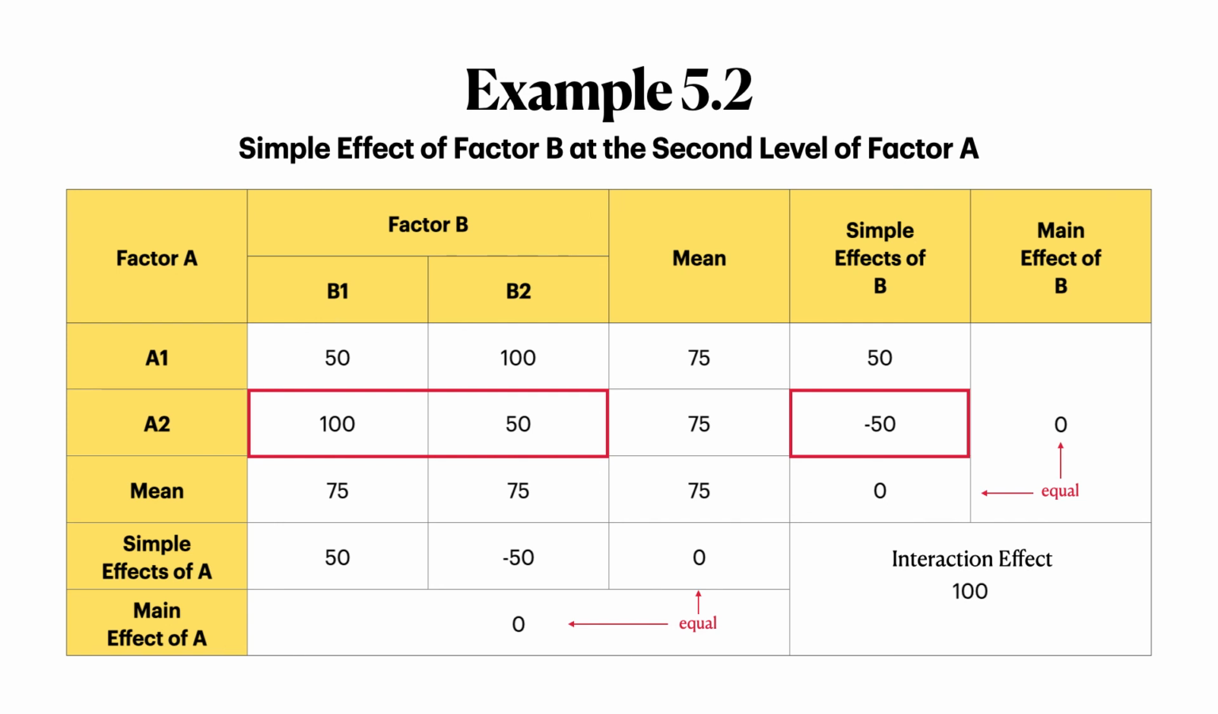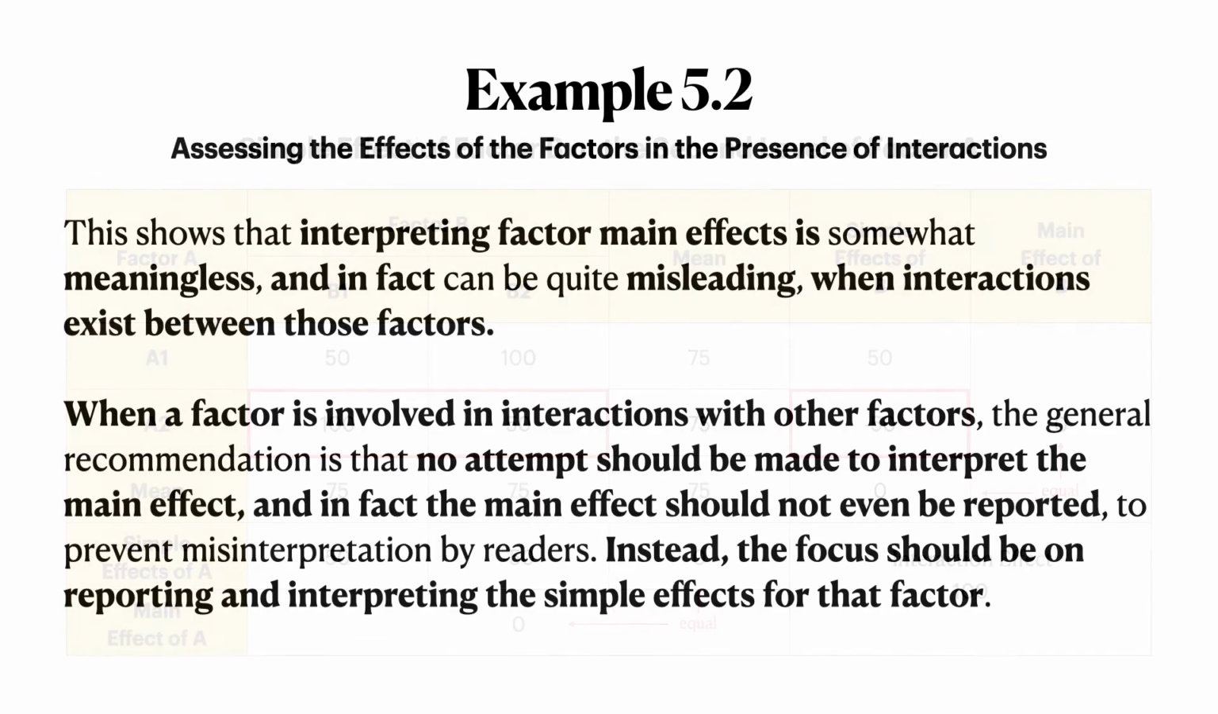And this example was constructed in such a way that the impact of factor B at the different levels of factor A offsets each other. And so that's why we get a main effect of 0 for B. And the same thing for factor A. The impact of factor A, depending upon which level of factor B we're looking at, they offset each other. And so that gives us a main effect for A of 0. And so this shows a very important result.